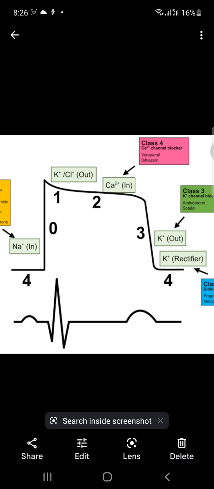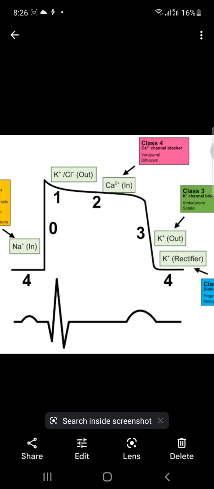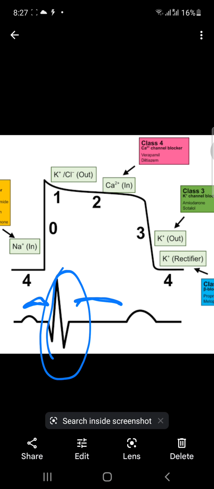So let's see the heart rate diagram as we see here. P, Q, R, S, T. This area is called the PR interval. This is QRS. And then the ST segment and the QT interval.